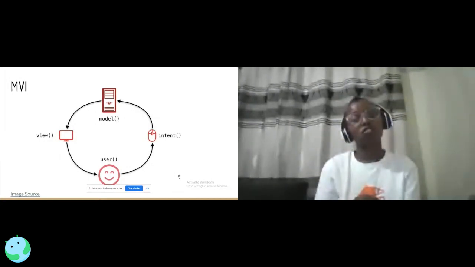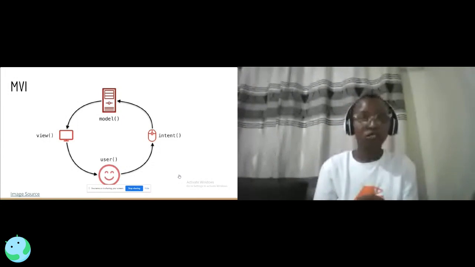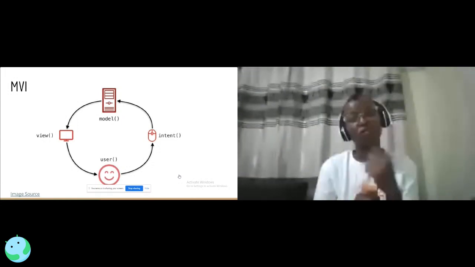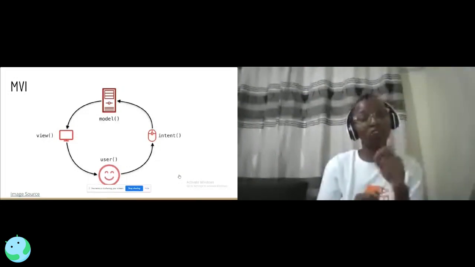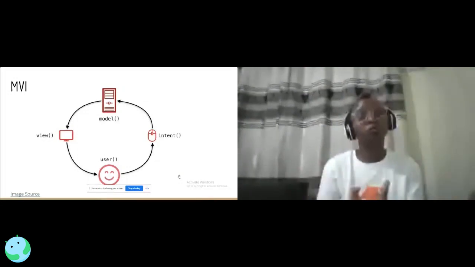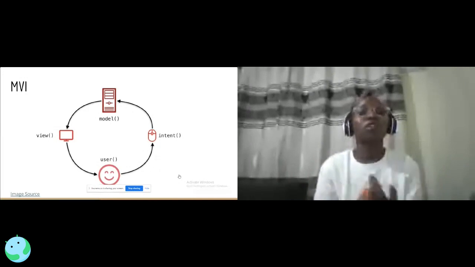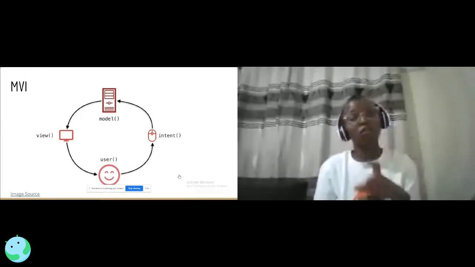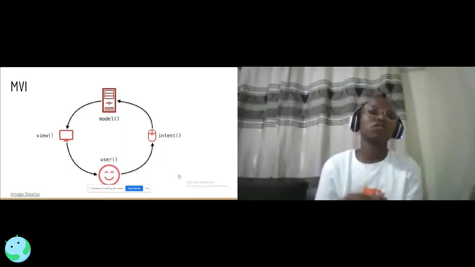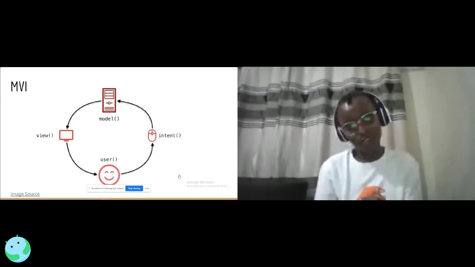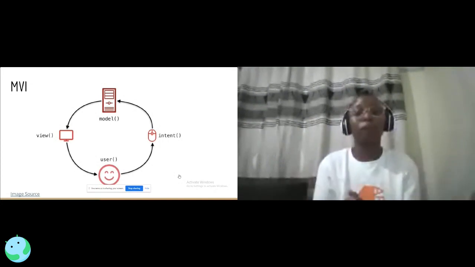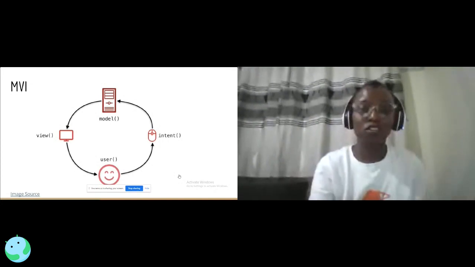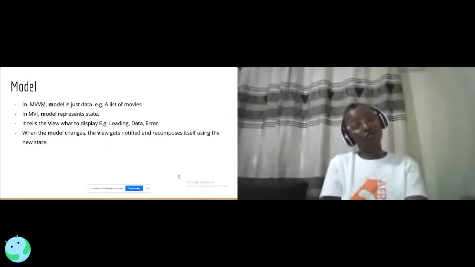So the intent is an action that is supposed to change the state. The output of the intent is the input to the model. Then in the model, we now have the list of movies fetched from the API, or an error. The output of that is what is fed into the view. Then the view is what the user sees on the app. So this is just what it is.